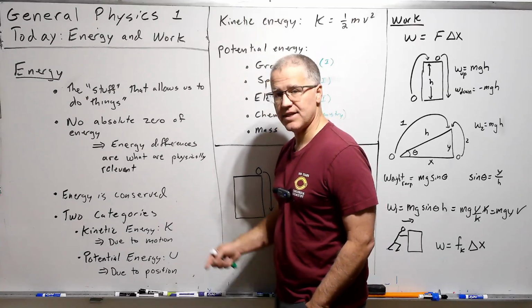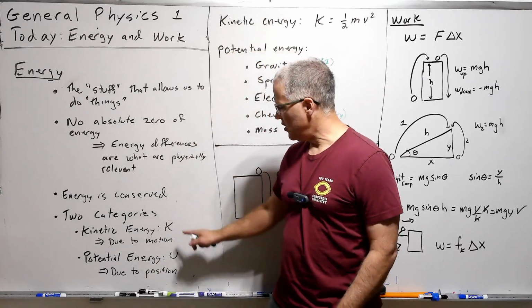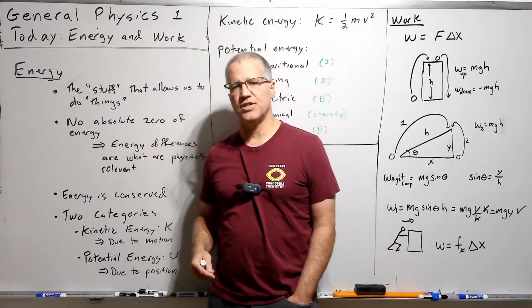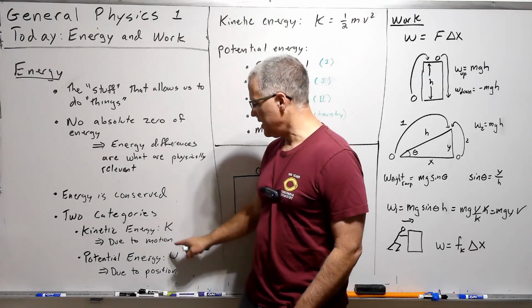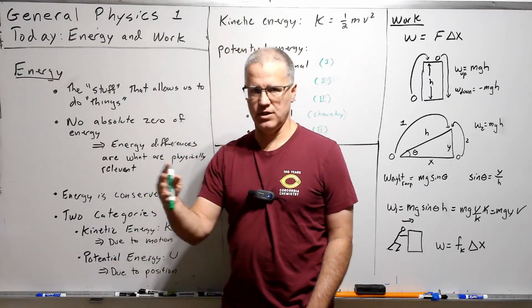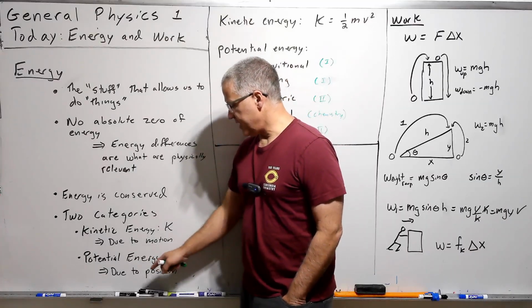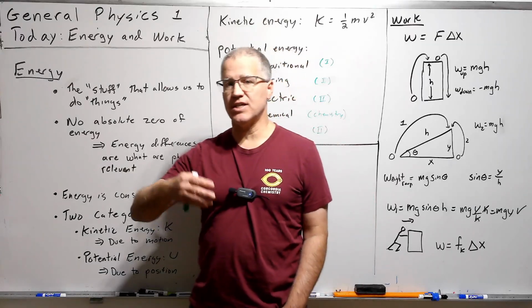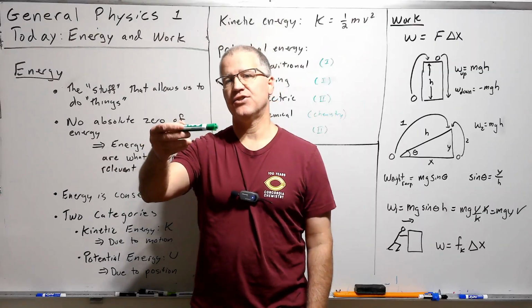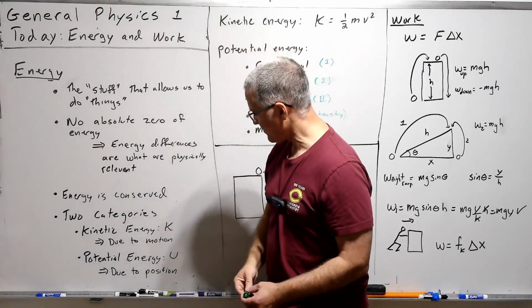Two main categories that we will break our energy down into, and that is kinetic energy. Our book uses the symbol K. Sometimes out there you'll see the symbol T. This is energy due to motion, so it's only due to the motion of an object. Potential energy, on the other hand, is energy due to position of the object in some kind of situation. So this pen has a certain amount of potential energy because it's in the gravitational field of the Earth.